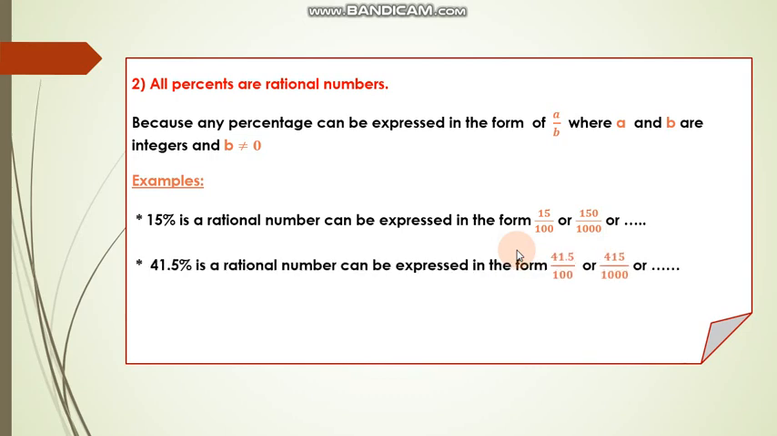Number 2, 41.5 is a rational number because it can be expressed in the form 41.5 over 100 or 415 over 1000.